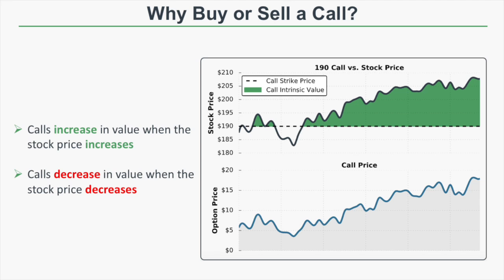So if we look at the graph on the right-hand side, we can clearly see that as the stock price increases, the value of the 190 call increases. On the other hand, when the stock price falls, we can see that the call price decreases. Now, why does this make sense?